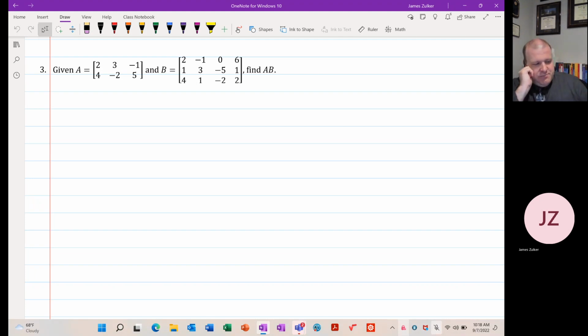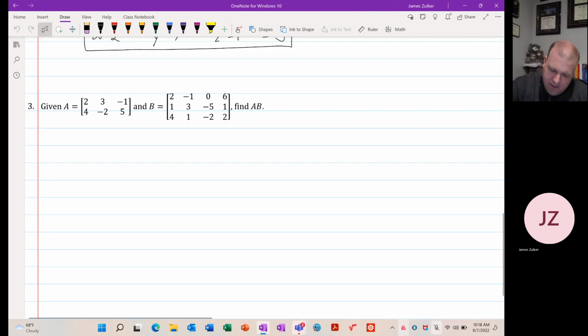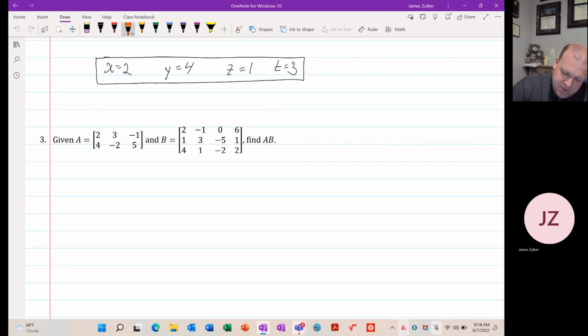So matrix multiplication. First, let's look at the dimensions. So A is a 2 by 3, right? B is a 3 by 4. For matrix multiplication, in order for the operation to be defined, the number of columns of the first matrix has to equal the number of rows of the second matrix.